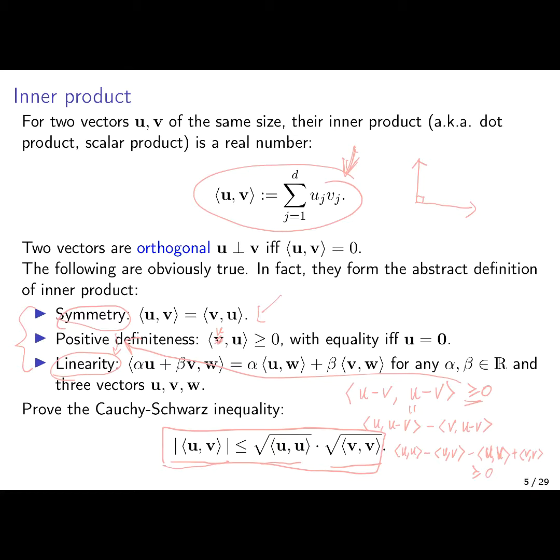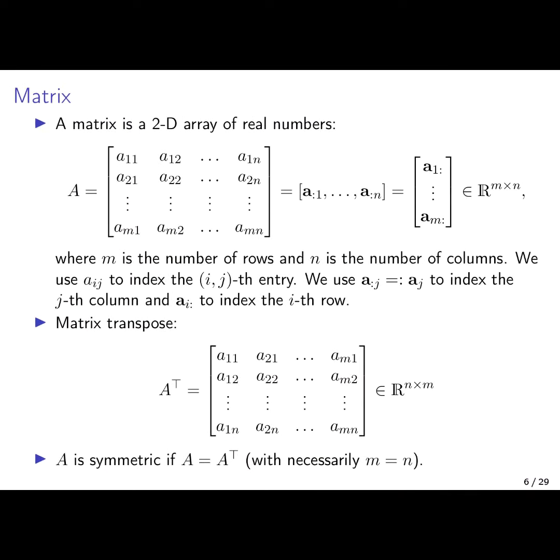All right. So now we have the dot product between two vectors. The next thing I want to recall is a matrix. If a vector is a one-dimensional array, then a matrix is a two-dimensional array. In this example, we have a matrix A, which is an m by n matrix, meaning that it has m rows and n columns. We sometimes write the matrix as a collection of n columns, or we write it as a collection of m rows.